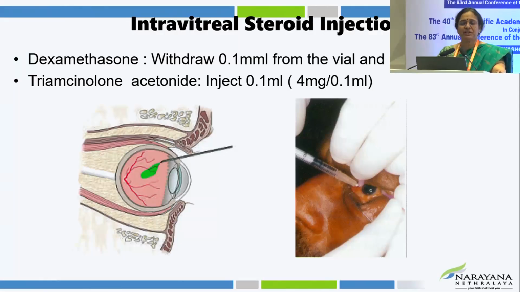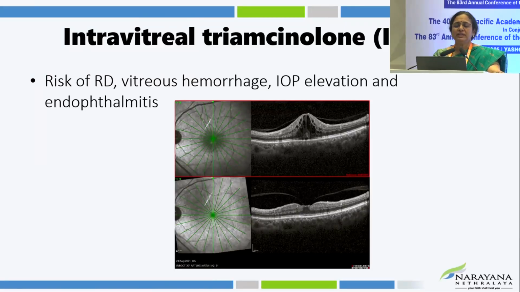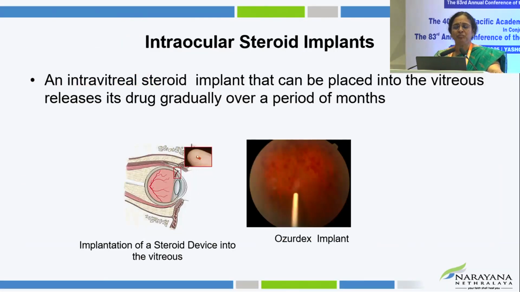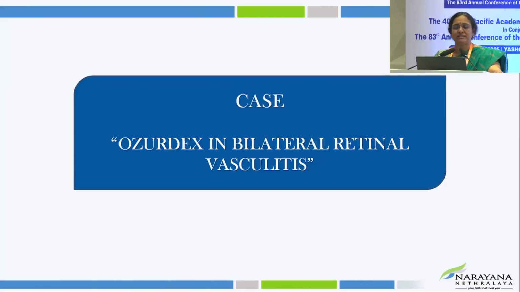Intravitreal steroid injections, both dexamethasone as well as triamcinolone, can be given to control the inflammation. Here is a patient with macular edema treated with IVTA, showing resolution of the macular edema. Coming to the intravitreal steroid implants, we have the fluocinolone acetonide Retisert or the dexamethasone Ozurdex implant. They have a predetermined dose, with fixed delivery over a period of time. They can be placed into the vitreous cavity, and this acts for many months.